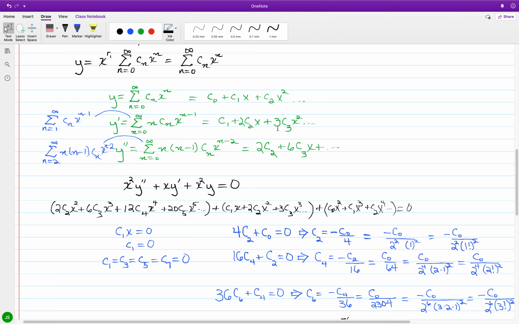plus x times y prime, so you have like c1x, 2c2x squared, 3c3x cubed, and we have x squared times what we have in y, so you have c naught x squared, c1 x cubed plus c2 x to the fourth, and so on, and we have is equal to 0.